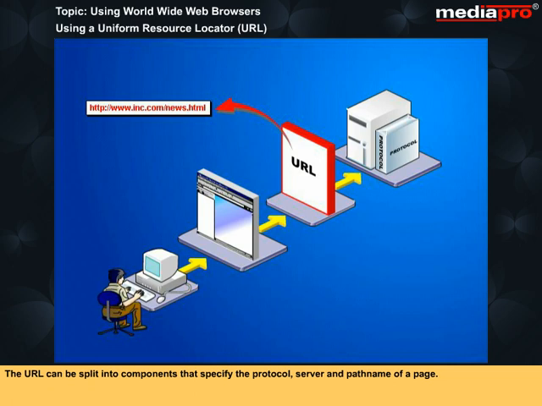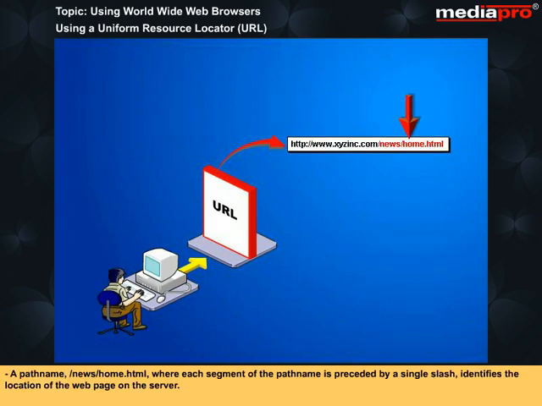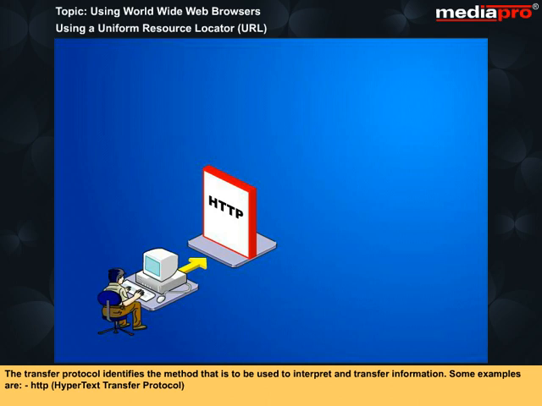The URL can be split into components that specify the protocol, server, and path name of a page. A URL is written as shown here. You have the transfer protocol, HTTP in this case, followed by a colon. The server name, www.xyzinc.com, preceded by 2 slashes, and a path name, /news/home.html, where each segment of the path name is preceded by a single slash, identifies the location of the web page on the server. The transfer protocol identifies the method that is to be used to interpret and transfer information.